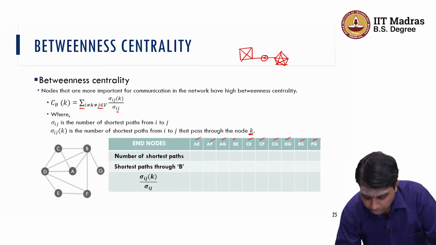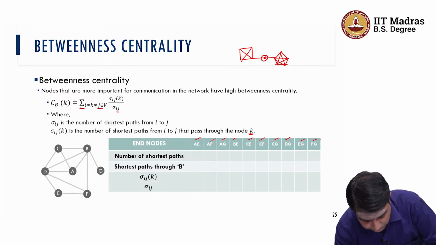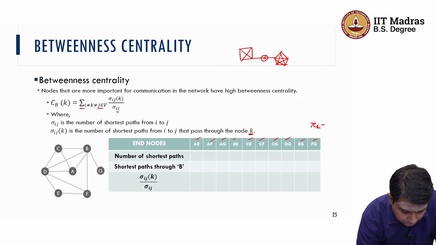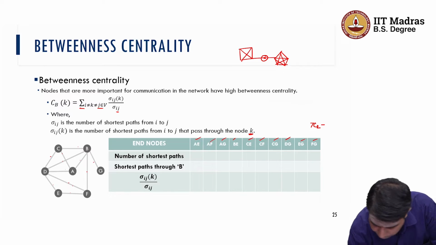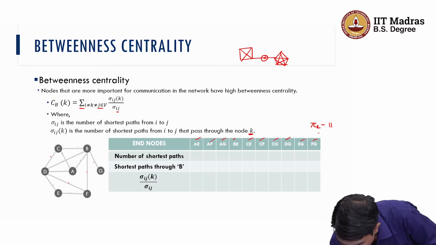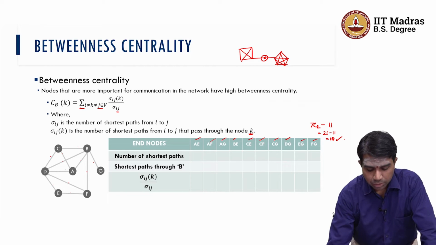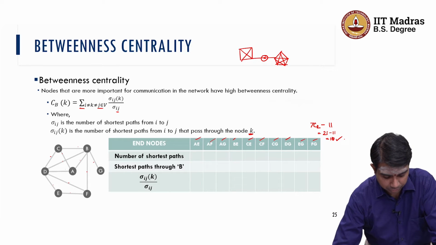So, this is going to be how many? 1, 2, 3, 4, 5, 6, 7, 8, 9, 10, right, and that is basically, you have 7 nodes here. So, 7 C2 minus the number of edges here. So, how many edges do you have? 1, 2, 3, 4, 5, 6, 7, 8, 9, 10, 11. Which is 10. So, now what are the number of shortest paths between A and E?